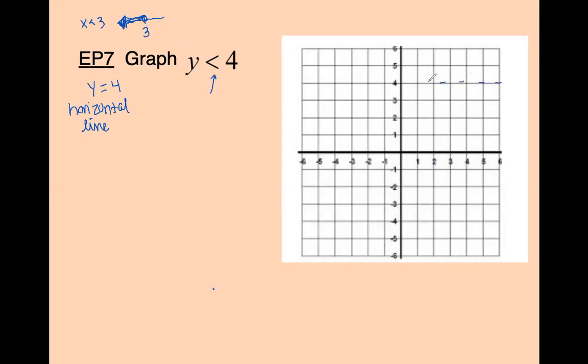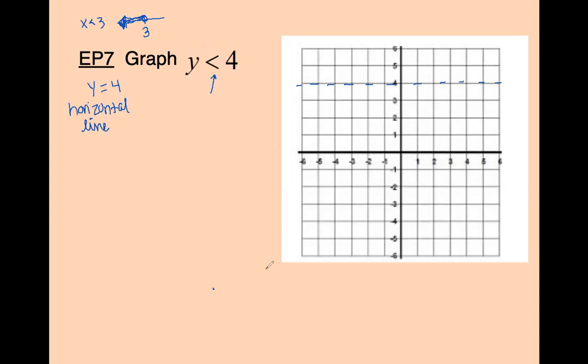All right, so we have that's my line, y equals 4, right? And I draw it as a dotted line because there's no equal sign here. But then I have to figure out how I can show that I want all the solutions that are less than 4. Well, if you think of this boundary line, anything above this line is greater than 4. Anything below the line is less than 4.